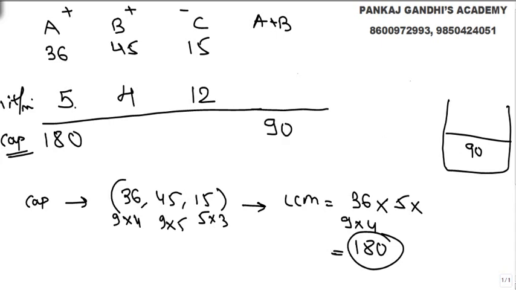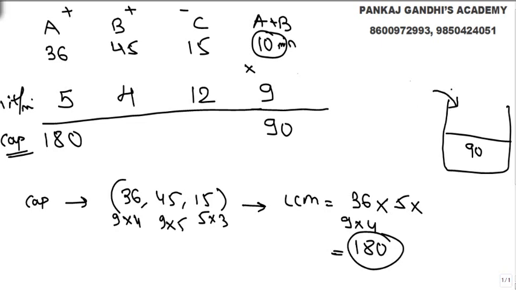Per minute A and B fill 9. So in how much time will A and B fill 90? 10 minutes. Together per minute they fill 9, so in how many minutes 90? In 10 minutes they are going to fill 90 liters. Now 90 liters is already filled.